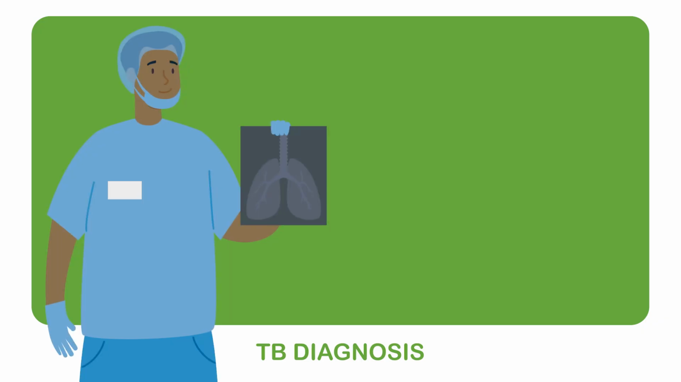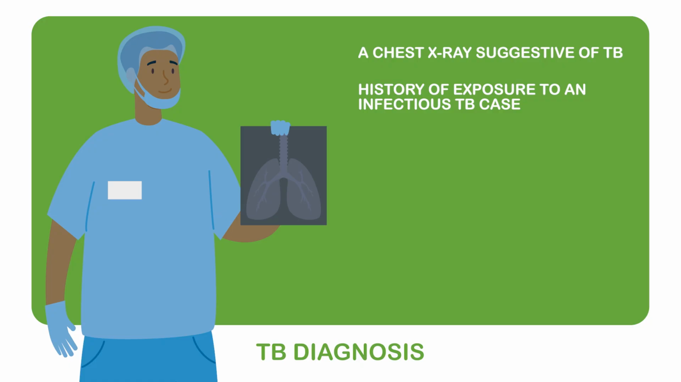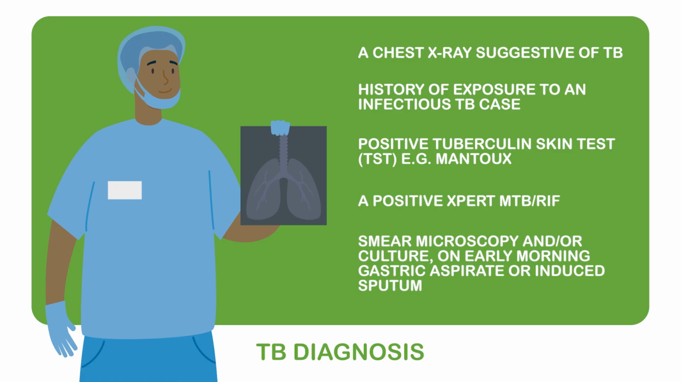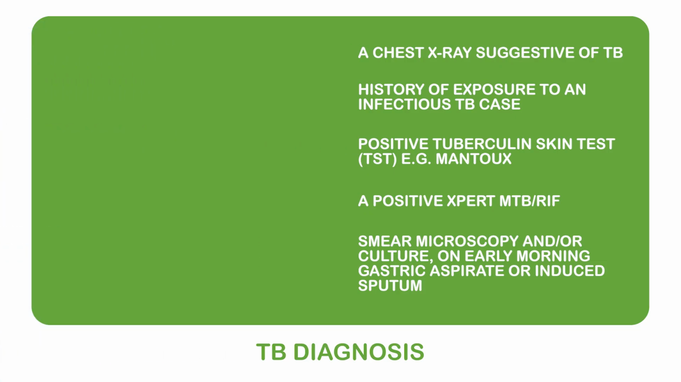Any child presenting with symptoms and signs suggestive of pulmonary TB is regarded as a case of TB if there is a chest X-ray suggestive of TB and/or a history of exposure to an infectious TB case and/or a positive tuberculin skin test, TST, for instance MANTOUX. A positive Xpert MTB/RIF and/or smear microscopy and/or culture on early morning gastric aspirate or induced sputum confirms TB disease.